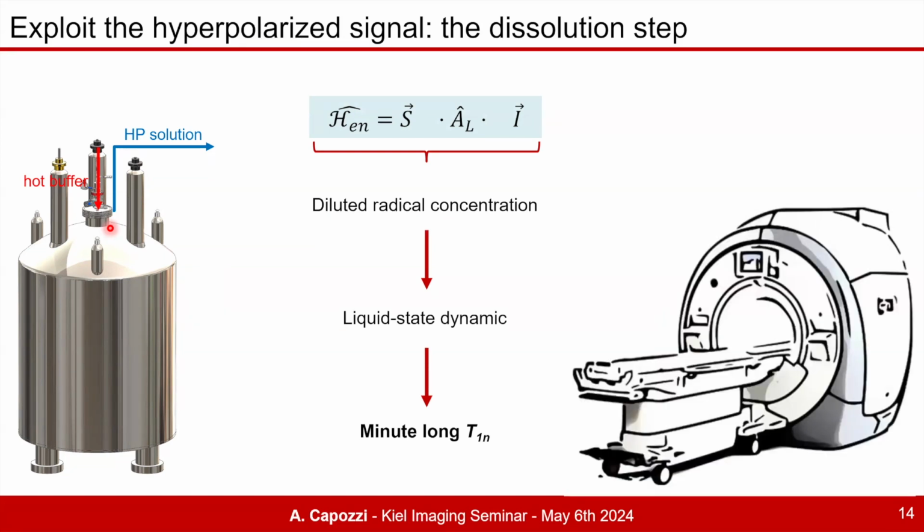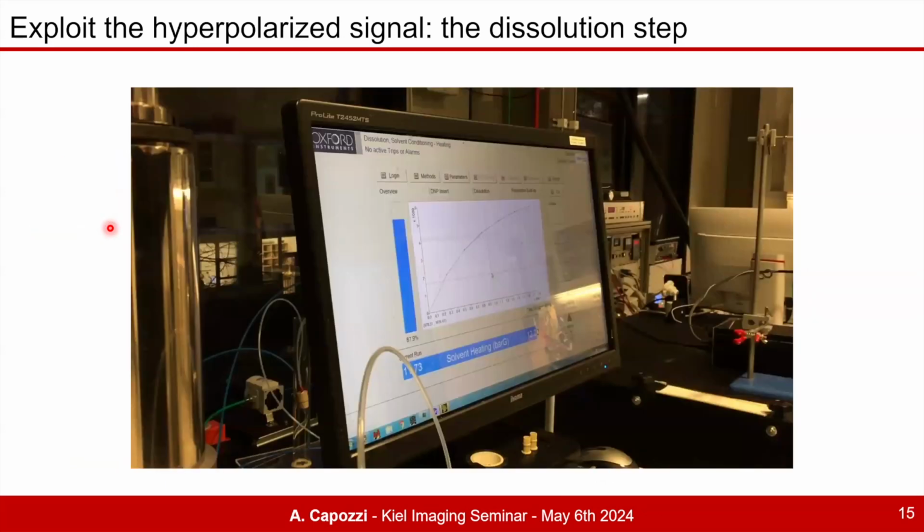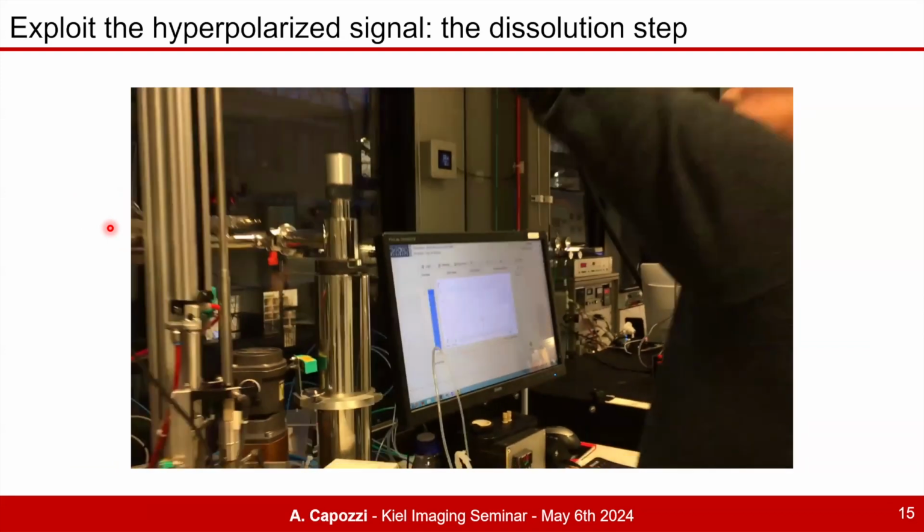And this allows us to then transfer the solution to a scanner, an MRI scanner close by, inject our patient or our animal, or just do an in vitro experiment, and perform hyperpolarized metabolic imaging. So here I have a video that shows a typical preclinical dissolution DNP experiment. It is run, so this is my Danish lab at DTU, on a HyperSense that was the first commercially available polarizer.